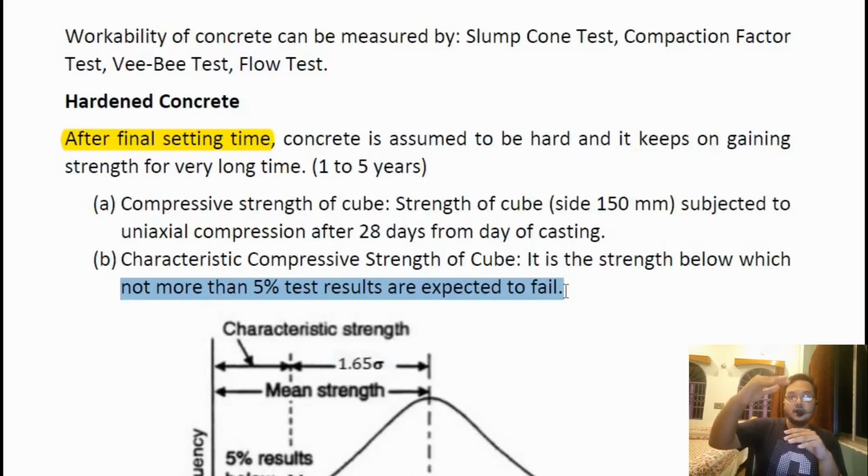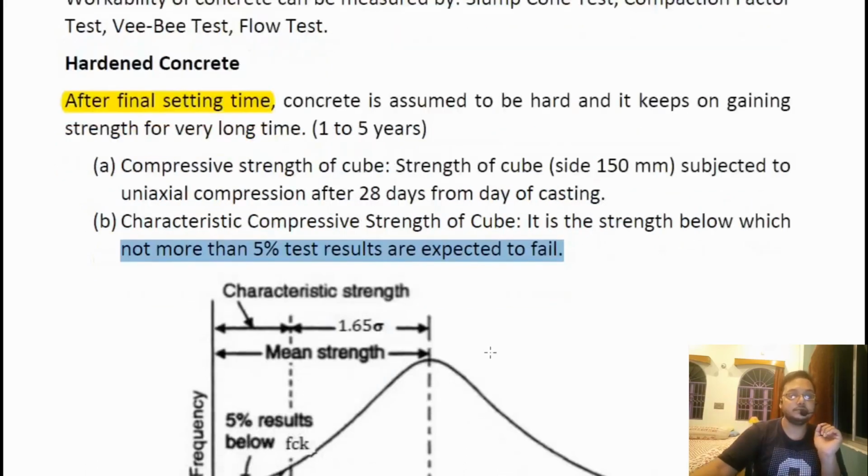22 is the highest possible strength of that particular grade of concrete cube, and 18 is the lowest one. You are seeing that 19 is the compressive strength below which 5% of the cubes are falling. So you can say that 19 is the characteristic compressive strength of that particular cube, and the remaining comes under the compressive strength of that cube.